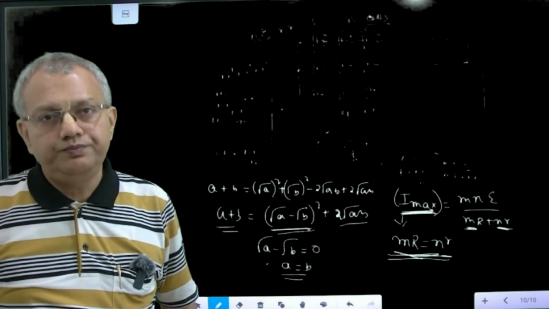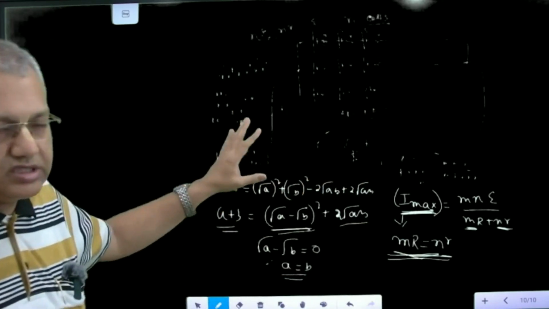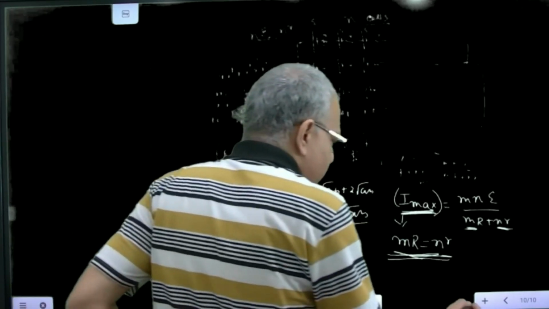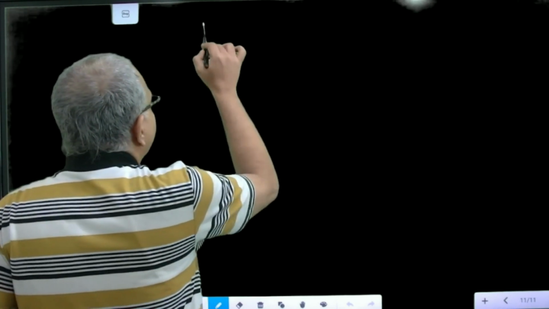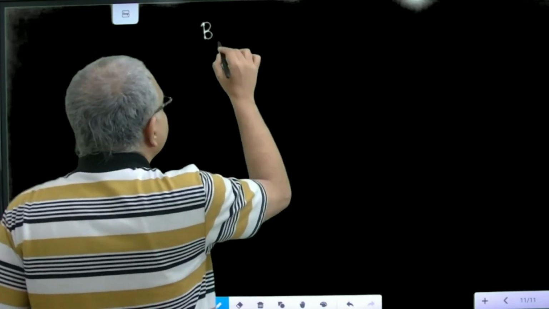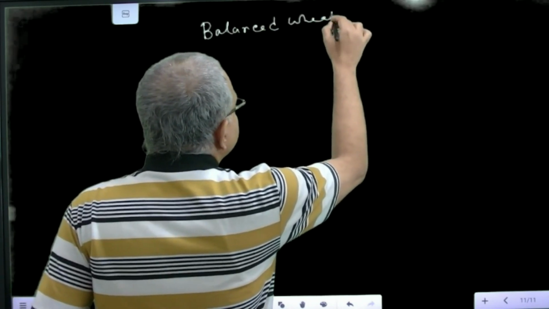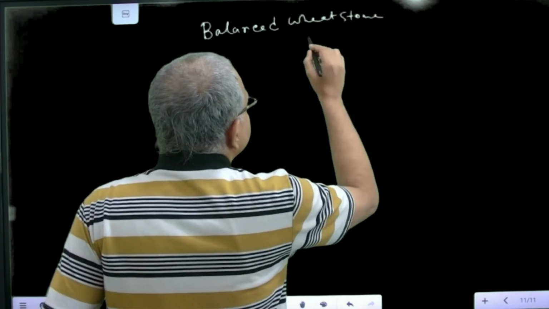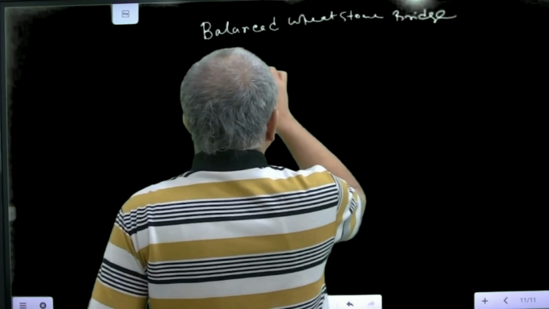Okay, fine, very good. So now we're going to apply just whatever we have. I think, children, it is clear to you. We are going to apply Kirchhoff's law to calculate the condition of a balanced Wheatstone bridge.